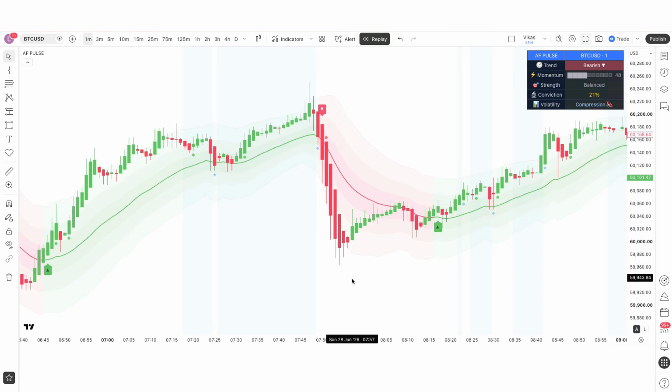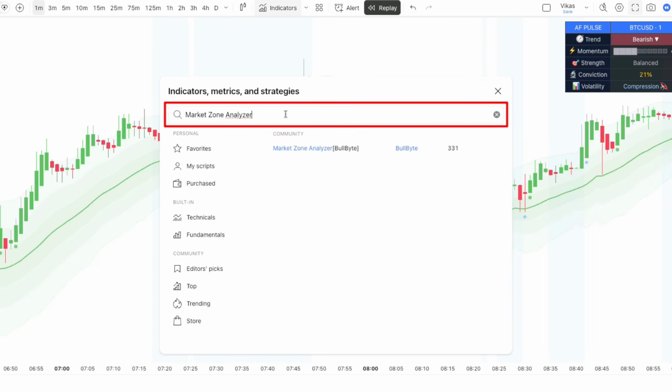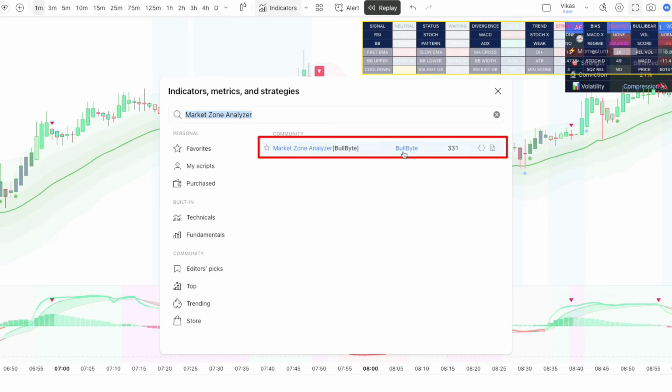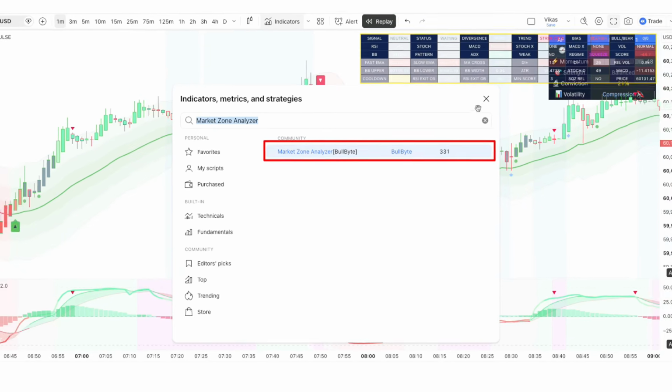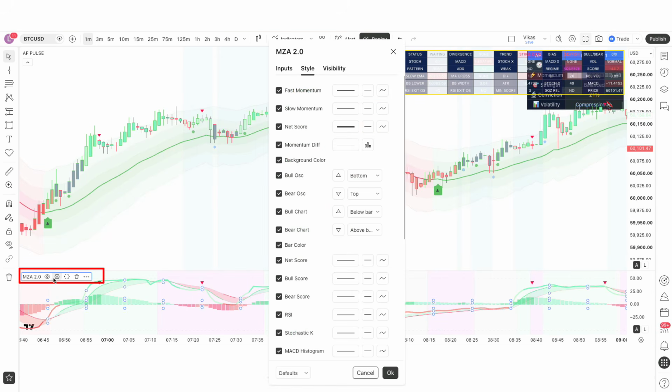Now we'll add one more indicator to make this strategy more powerful. In the indicator search, type Market Zone Analyzer and select the one called Market Zone Analyzer created by Bullbyte. Now let's access the settings of this indicator so we can modify it to suit our strategy.